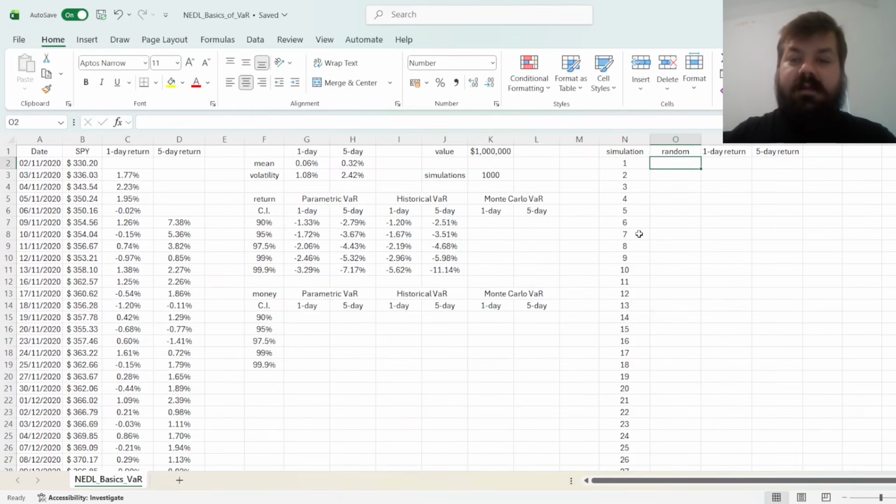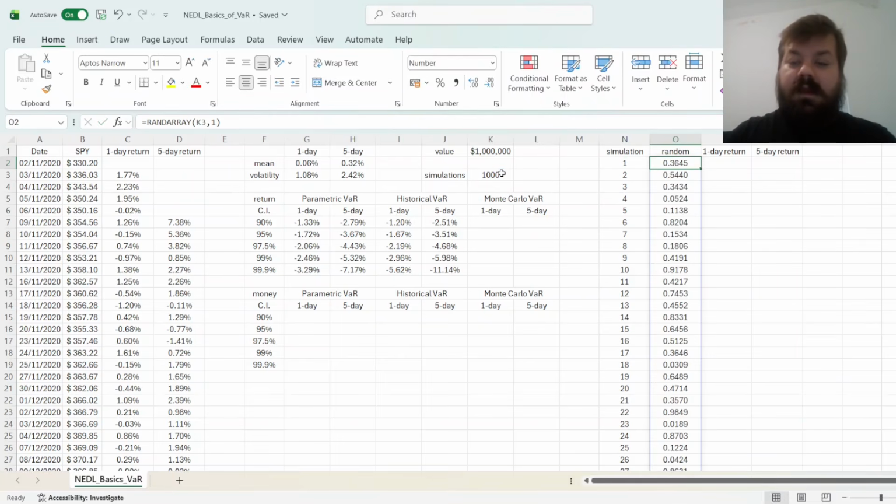For random numbers, we'll need random numbers from 0 to 1. Again, those will serve as inputs into our normal inverse distribution function. And for that, we can use the RANDARRAY function with, again, 1000 rows and 1 column. That produces random numbers from 0 to 1.